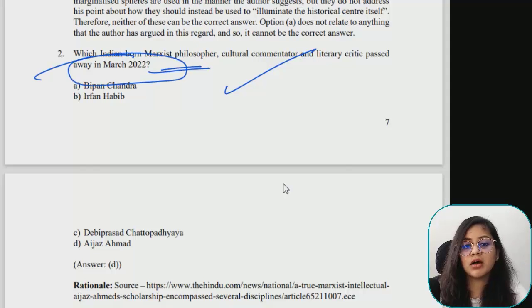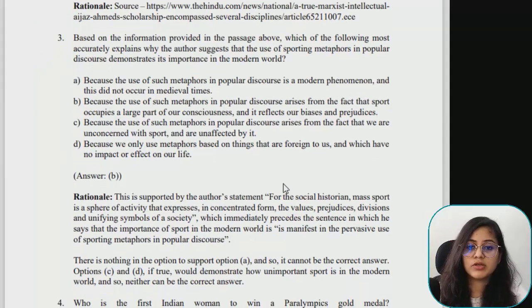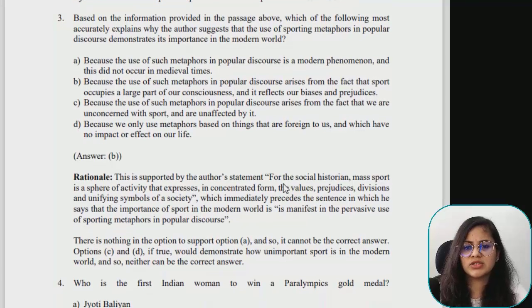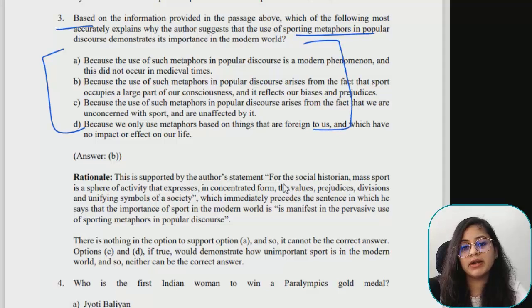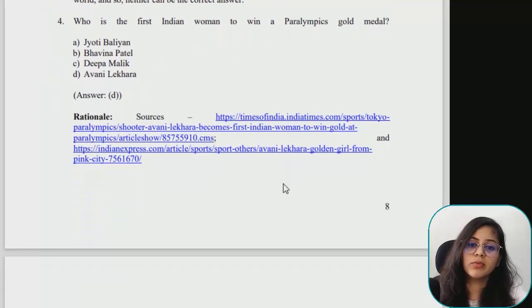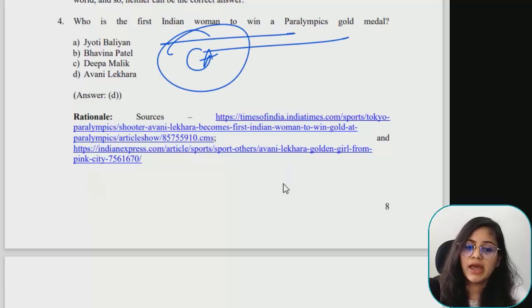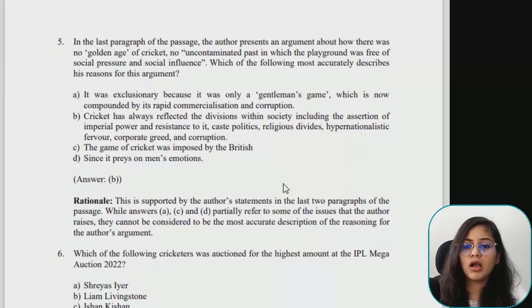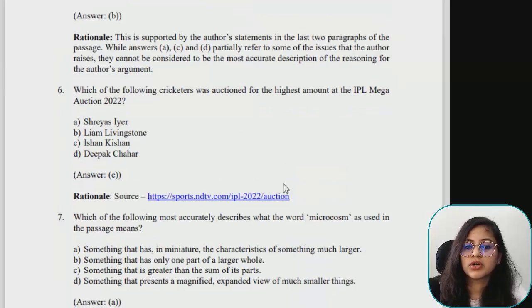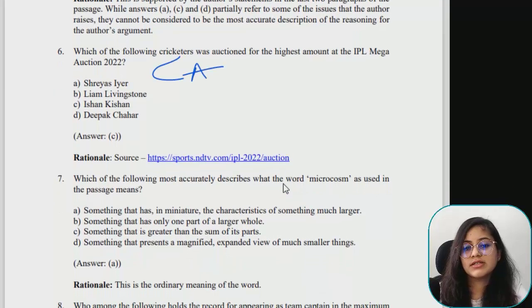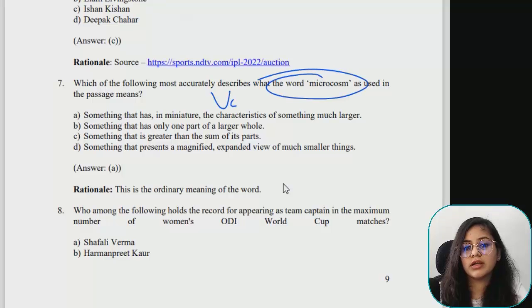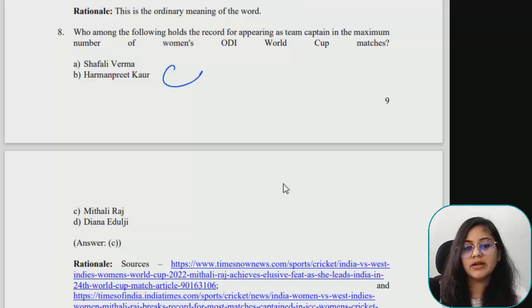Here you see current affairs has been asked up till March as well. So make sure that you've done current affairs up till March. Now because the examination is in another week, it is not possible that they will really ask you current affairs for April. Now here again passage using metaphors. So this is English. Indian women to win Olympic gold medal. Easy current affairs. This is sports current affairs and it's easy. Then again arguments accurately describes, critical analysis, current affairs, this is your English vocabulary. Then this is current affairs.